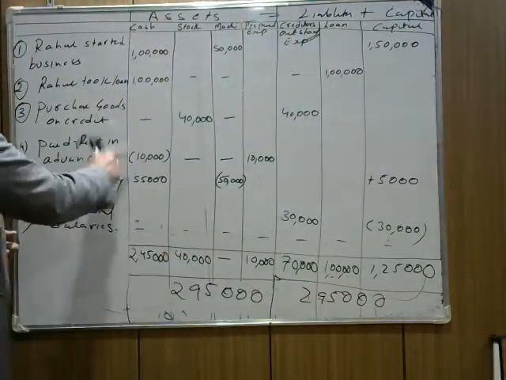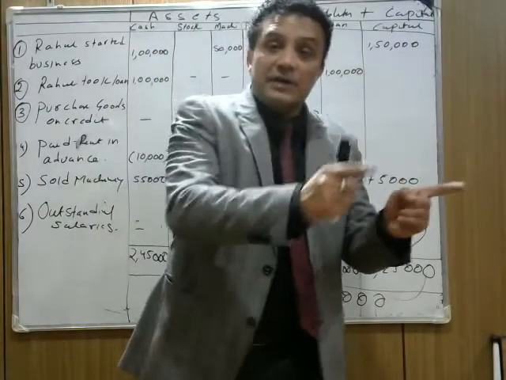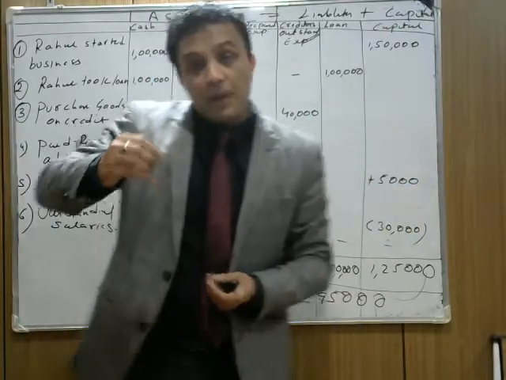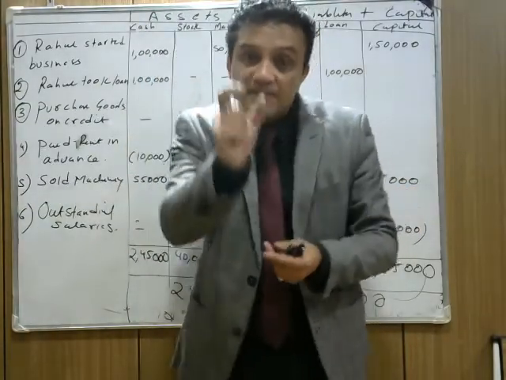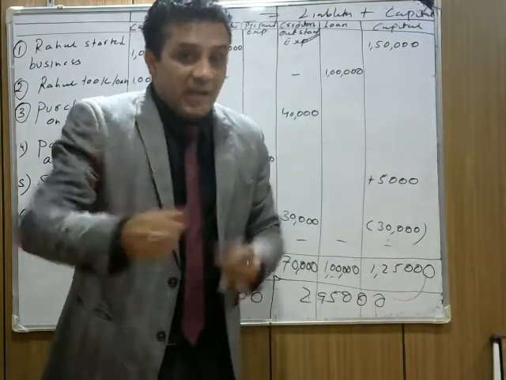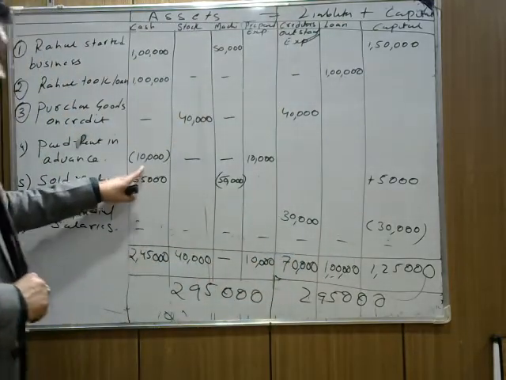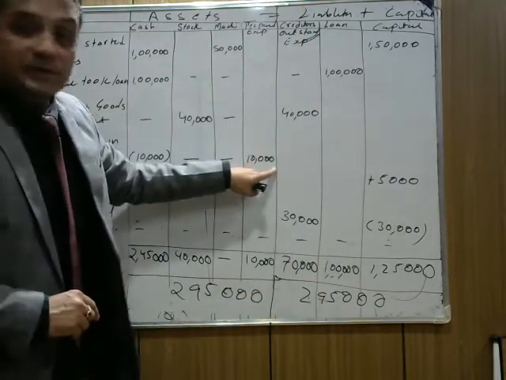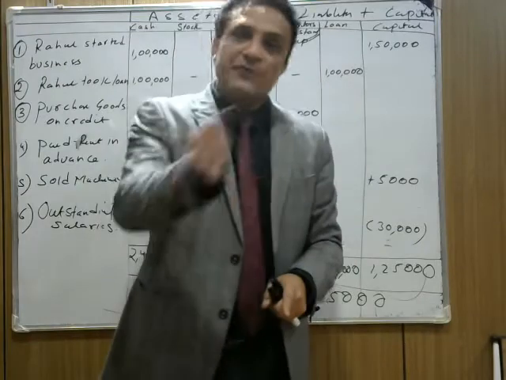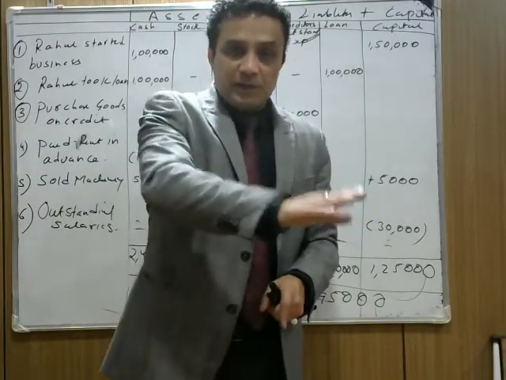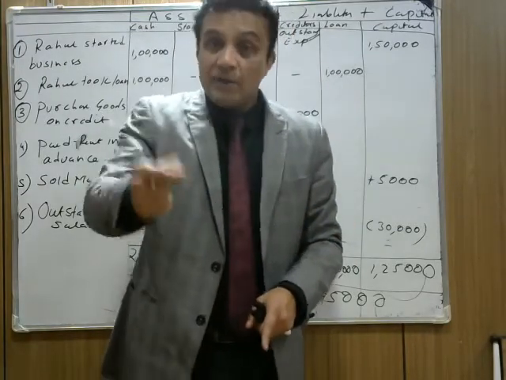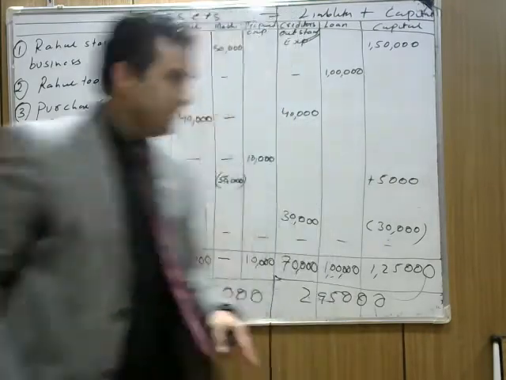Next transaction, pay rent in advance. You already paid, means you paid advance rent. This term is called prepaid. It's an asset. Any expense we paid in advance becomes an asset. Now here, your cash decreases, but your asset also increases. This transaction affects the assets only. Your cash decreases and your current asset increases.